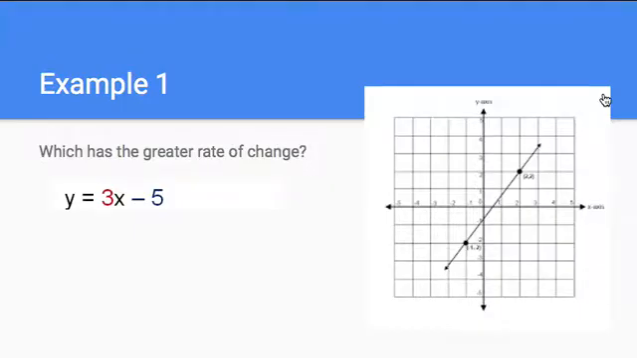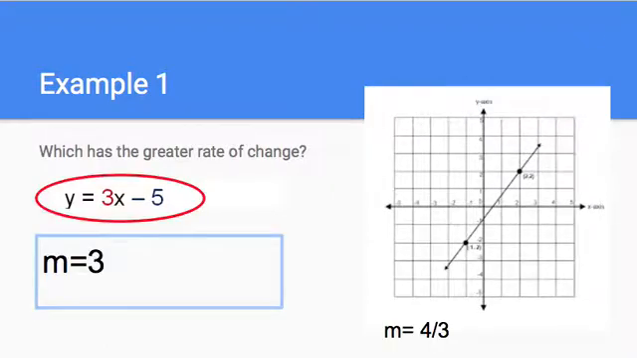So here I have, which has the greater rate of change. So I have the equation y equals 3x minus 5. And I also have a graph. Now, in this case, you notice it's not in the same format. I have one equation and one graph. For each of these, I need to find the rate of change. And if you remember, rate of change, it's the same thing as slope. So I go through. y equals mx plus b. m, the number multiplied by x, is 3. So here, m equals 3.